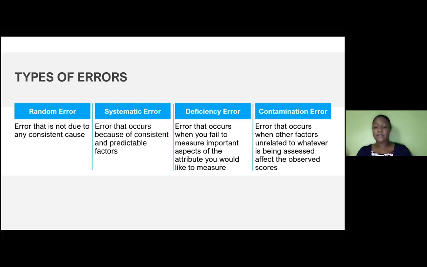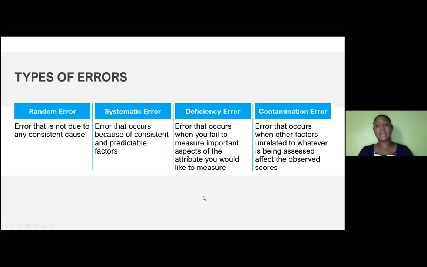Deficiency error refers to aspects of specific attributes that are excluded from a construct that we're trying to measure. So for example, let's say that a company wants to hire IT specialists, right? And the candidate is given a work sample to test their IT ability. On this work sample, they're only tested on troubleshooting, but we know that the roles and the responsibilities of an IT specialist are much more than that. They have to do installing, configuring, maintaining of software and all of that, but the test excludes this. So this would be an example of deficiency error.